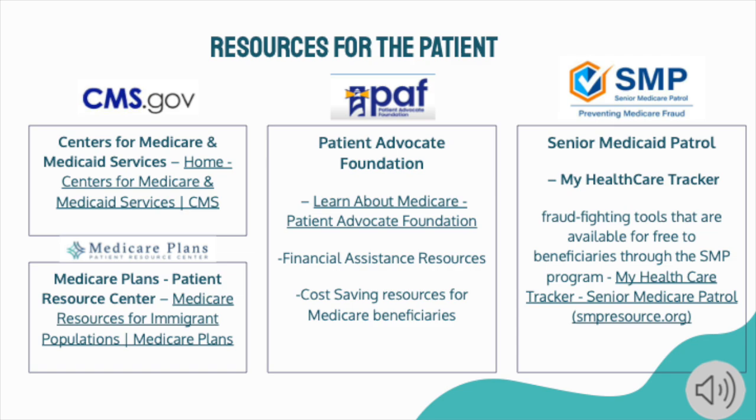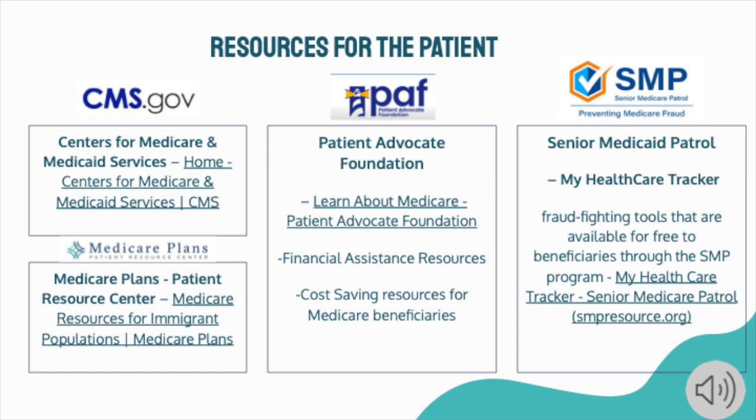The Patient Resource Center is useful for learning more about Medicare eligibility requirements, coverage options, and costs specifically for immigrant populations. They offer resources in a variety of languages so non-English speaking patients can access important information. The Patient Advocate Foundation provides a lot of information, including a dictionary of definitions and explanations of Medicare's glossary of terms. This is useful in gaining understanding of complex insurance terms.